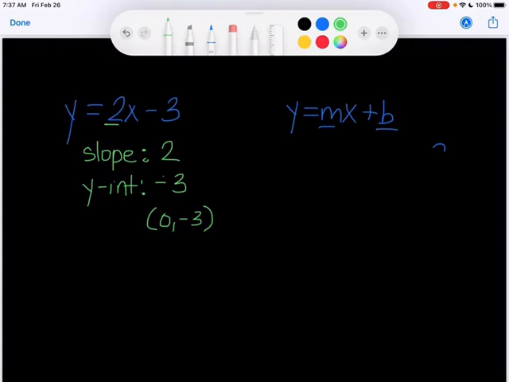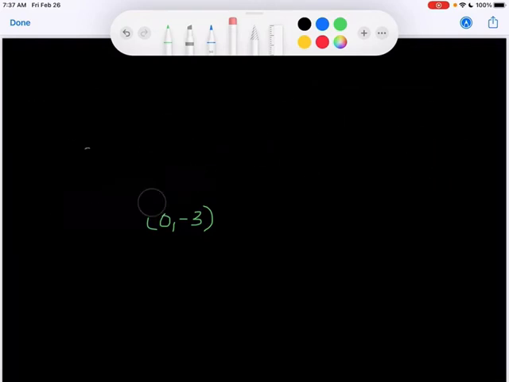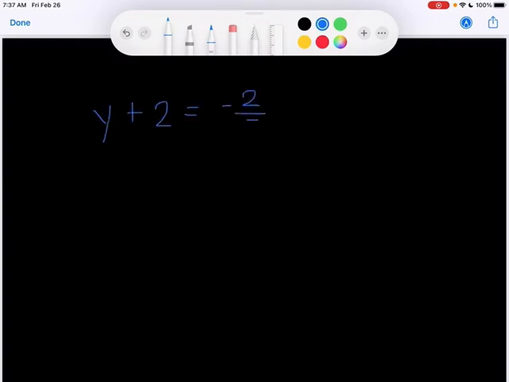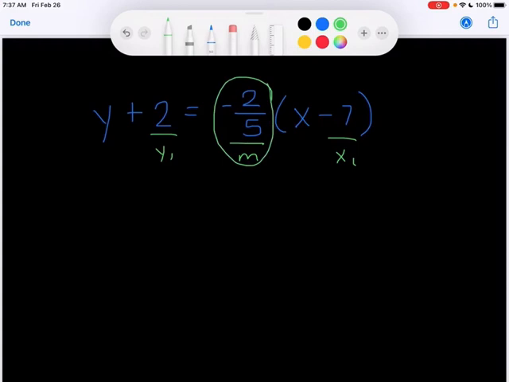All right, let's say that they give it to you in point slope form. Let's say we're given the equation y plus 2 equals negative 2/5 parentheses x minus 7. This is currently in point slope form. And let's say that you're asked for the slope. Okay. Well, in point slope form, remember, this is y sub 1, this is m, and this is x sub 1. Well, m is your slope. So you can just look at this one and tell that your slope is negative 2/5.